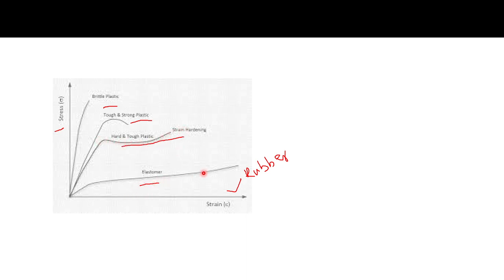The elastomers: with increased strain, a lower amount of stress is needed to increase the strain, so these are the rubbery type of behavior.